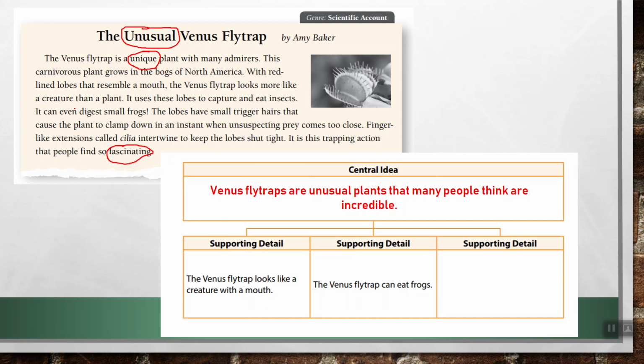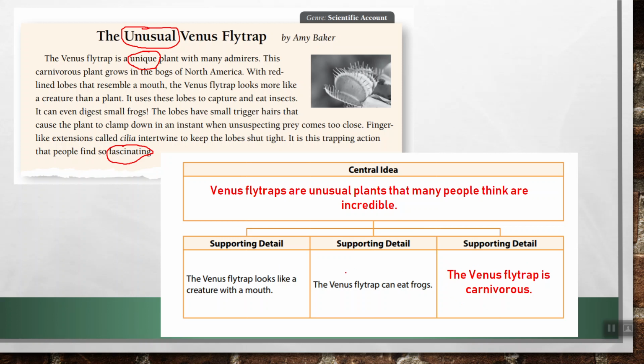Did you find a clue? I did. One of the supporting details would be that the Venus flytrap is carnivorous. Remember, carnivorous or a carnivore is something that eats meat. So this is pretty unusual that we have a plant that is eating meat.